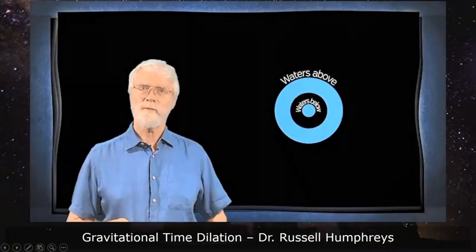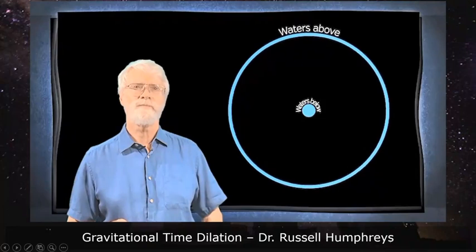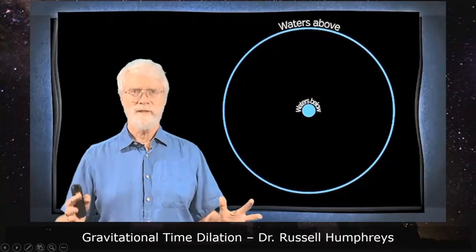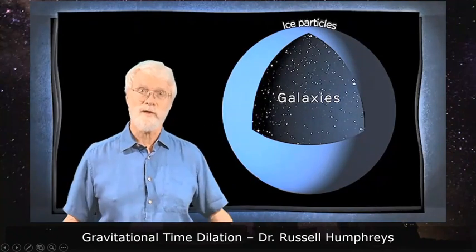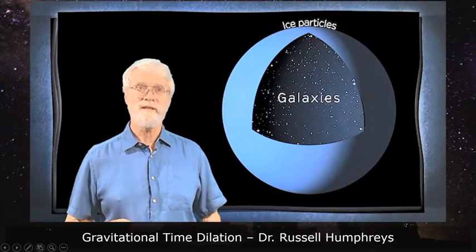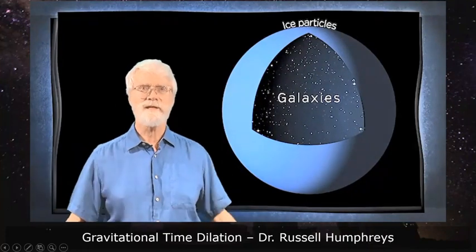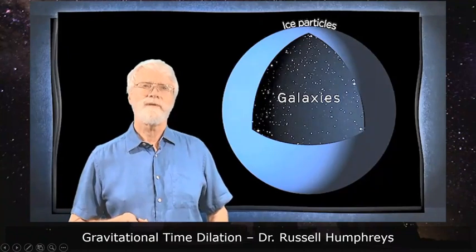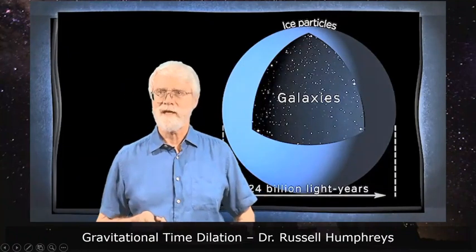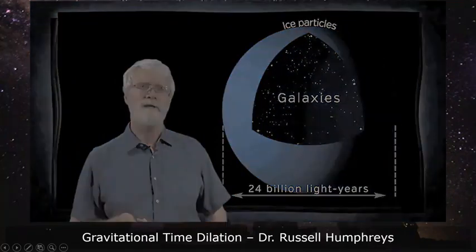These waters that were above the expanse got pushed way out there above the highest star. So you see in the picture a globe. It's probably mostly ice particles now. Very thin, not anything thick, but just a thin layer of water and ice particles. And it has to be at least 24 billion light years in diameter, because that's how far out we can see with our telescopes right now.